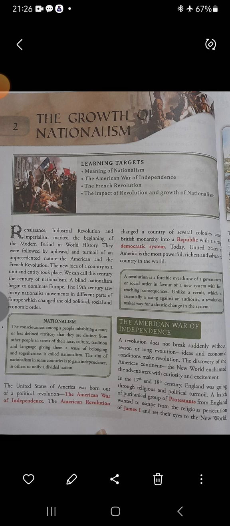So before America was an independent nation, it was basically a colony of different countries, especially of England, of the British monarchy. And in order to get independence from these British colonizers, today we see America standing as a separate republic having a great democratic system. So they all freed themselves from the British system of monarchy, and today the United States of America is one of the most powerful, richest, and advanced countries of the world. Now, what is the American War of Independence?